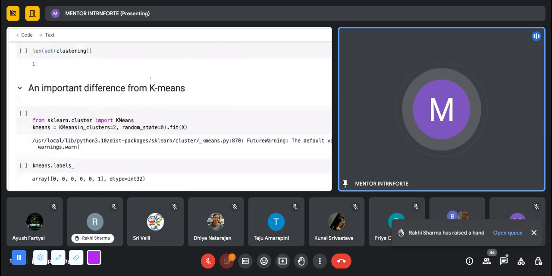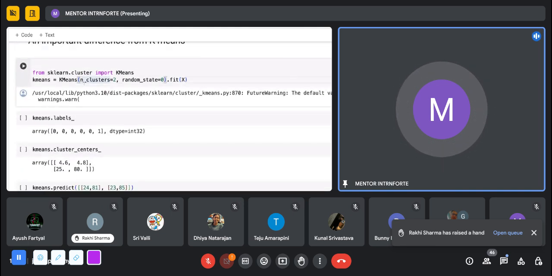Okay. Now we will try to understand a little bit more of the differences from k-means.